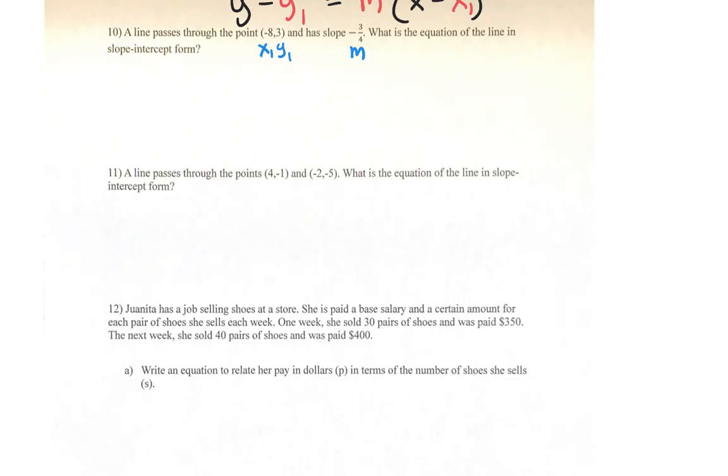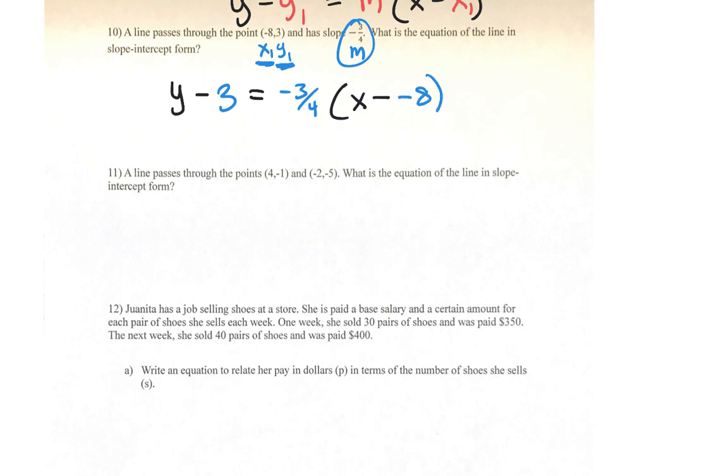So the y is still going to be y minus, but I'm replacing y1 with this 3 here. Equals, our m was negative 3/4, x minus, and I'm replacing that with our x1, which is negative 8. I do see two negative signs up against each other, so I'll change that to a big plus. So what I really have is y minus 3 equals negative 3/4 x plus 8.